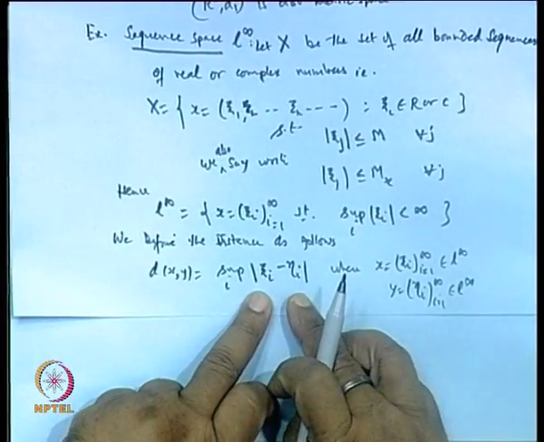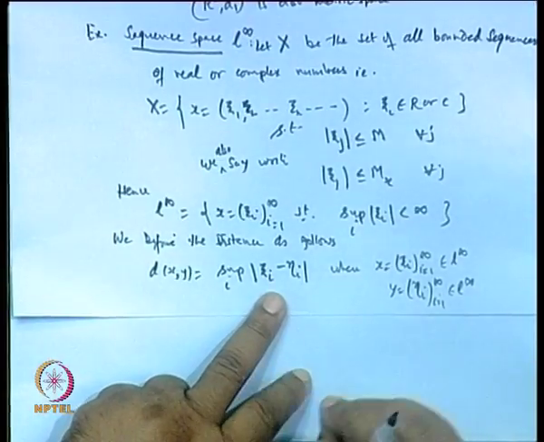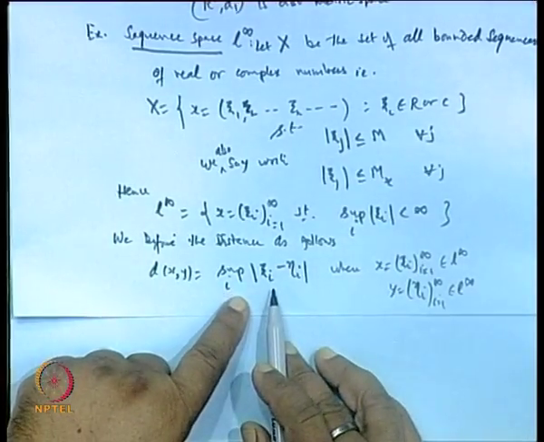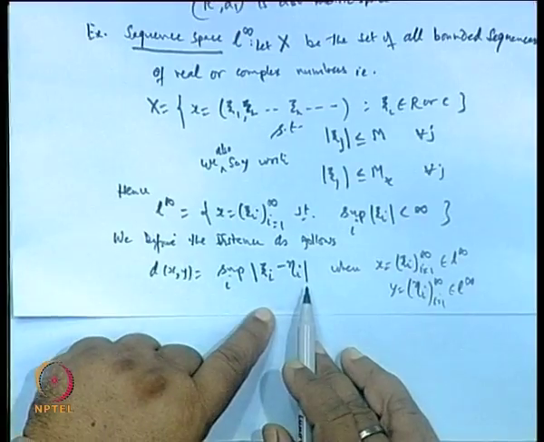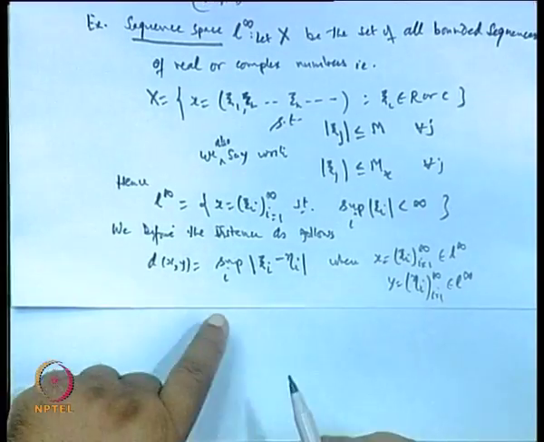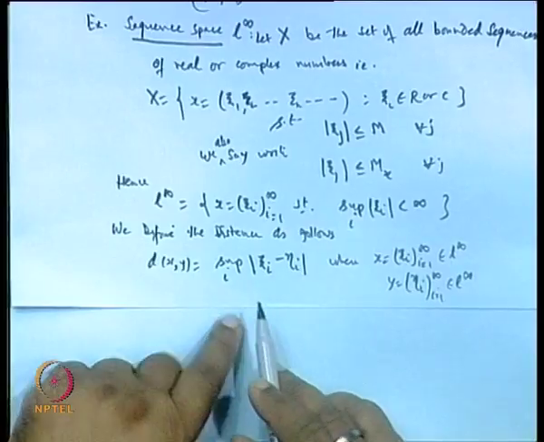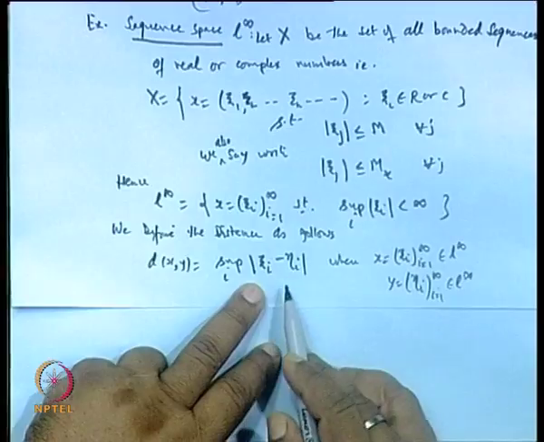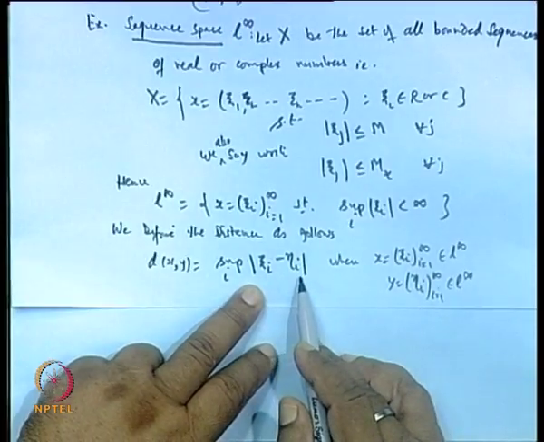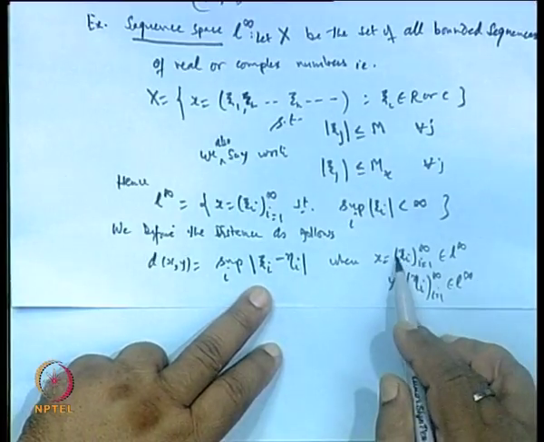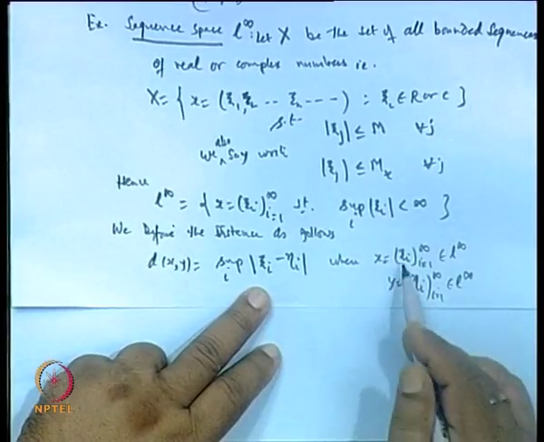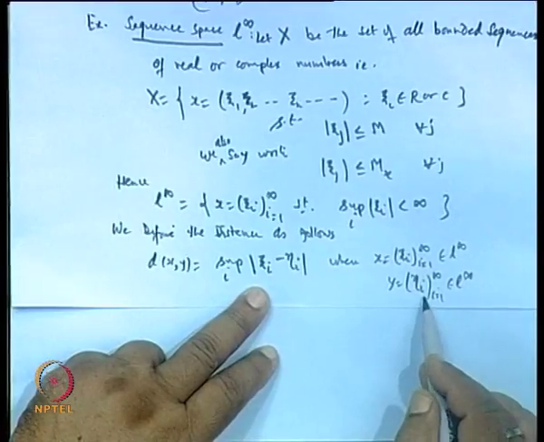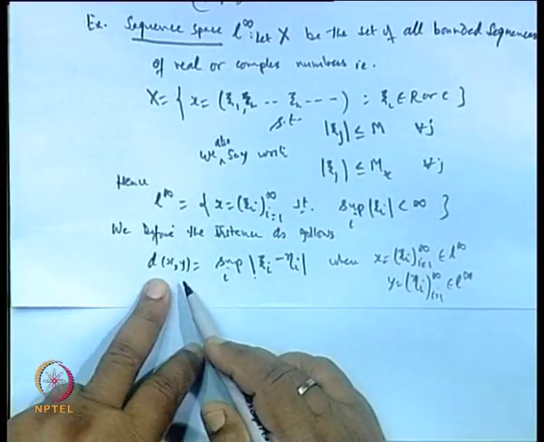Now, this clearly satisfies all the conditions of the metric. First, it is greater than or equal to 0 because of the modulus. It is a finite real quantity, non-negative. If it is 0, then the supremum of this thing is 0, which means each individual term must be 0. So, each individual term means ξ_i must be equal to η_i for each i. So, x must be equal to y, and conversely, if x equals y, then ξ_i must be equal to η_i for each i. Therefore, this supremum will be 0 and d will be 0.